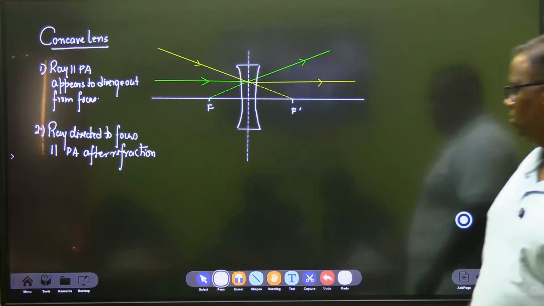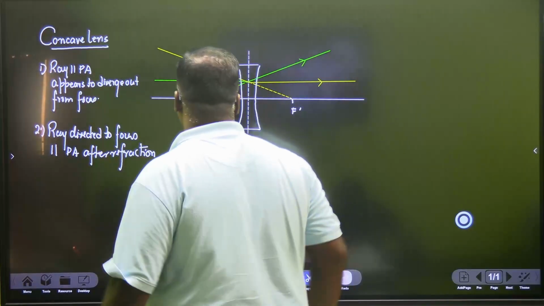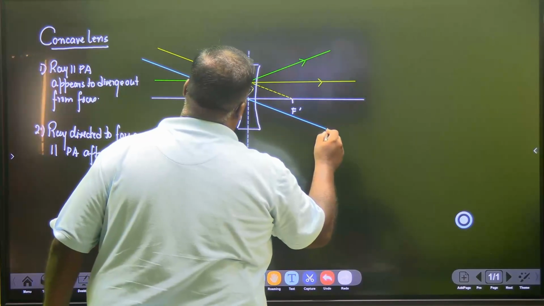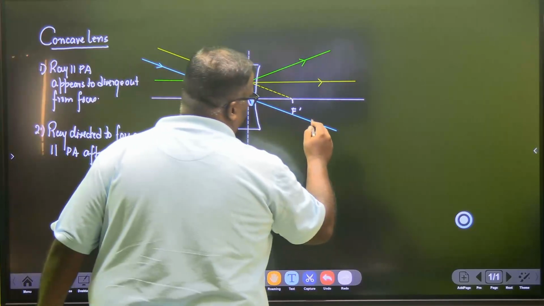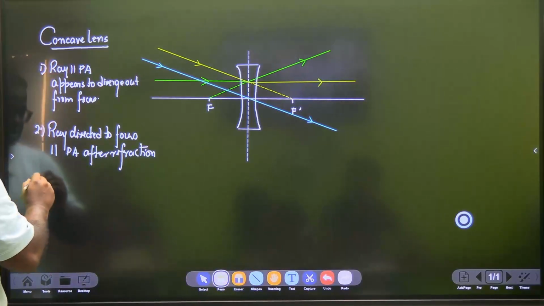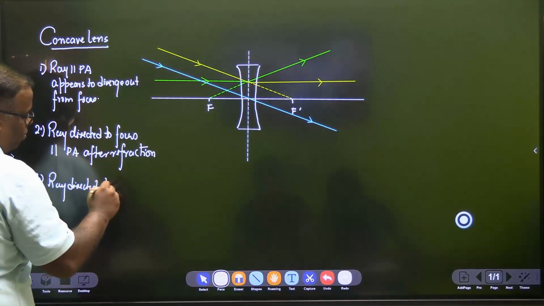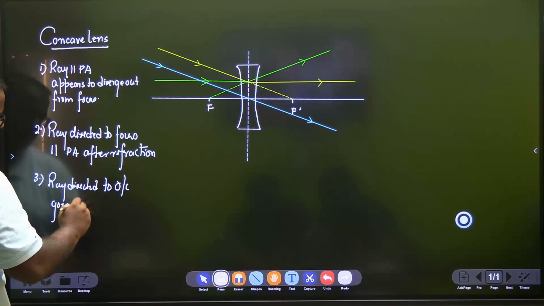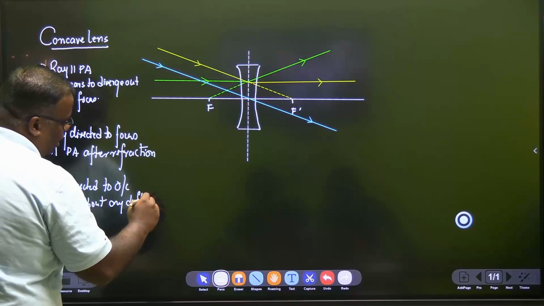Third ray. For the third rule I will use blue color. The third ray rule is very simple. A ray directed to the optical center passes without any deflection. Okay, this is the third one: a ray directed to the optical center passes without any deflection. Tell me, children, are these clear?